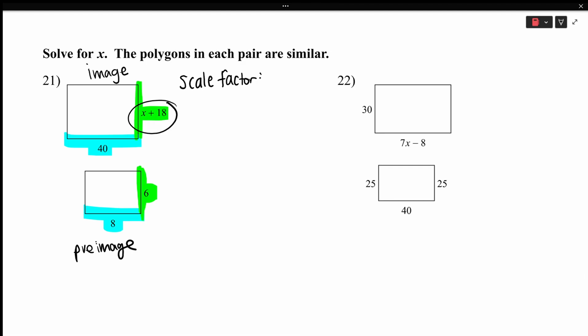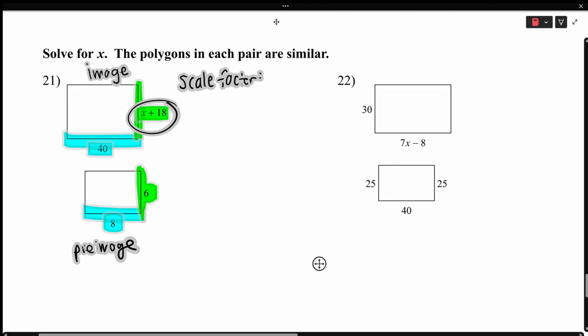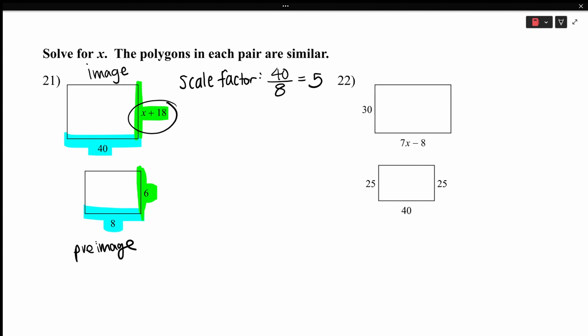We're going from the smaller shape to the bigger shape, so our scale factor should be greater than 1. Image over pre-image, so our scale factor is 40 over 8. We did this before, that's 5, right? 40 divided by 8 is 5. So how do I go from 8 to 40? That's times 5. How do I go from 6 to x plus 18? That is going to be times 5, right?